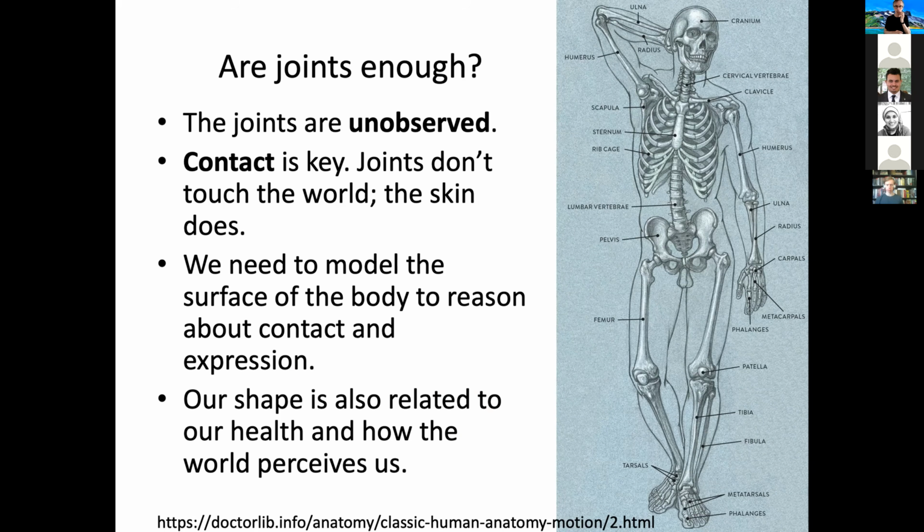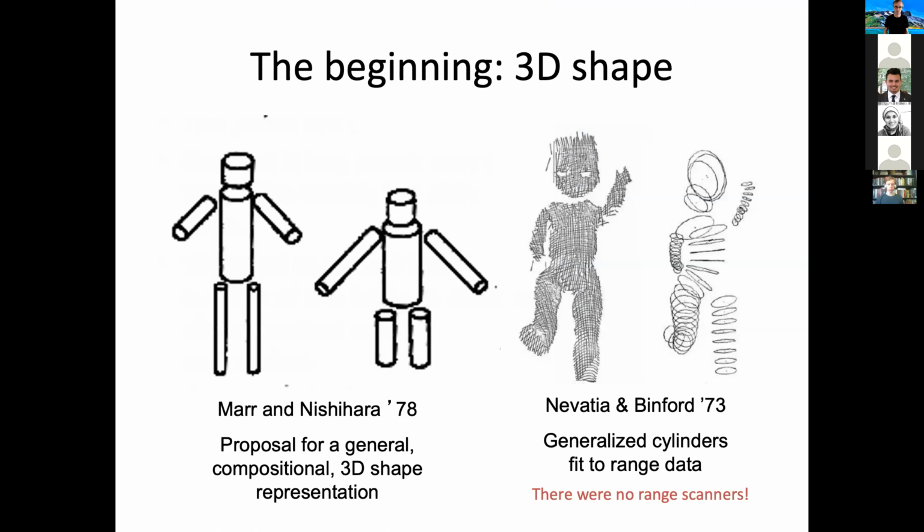If we want to reason about contact between people and objects, hands and cups, people hugging, we really need to reason about the whole surface of the body, the outside. And that's the great thing about it, it's the part that we can actually see. It's not invisible. The shape of the body is also important for many other things, for example, human health, and even how we perceive each other. Our body shape plays a major role in that. So the argument is that we really want to understand the outer surface of the body.